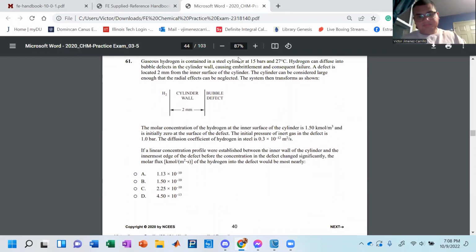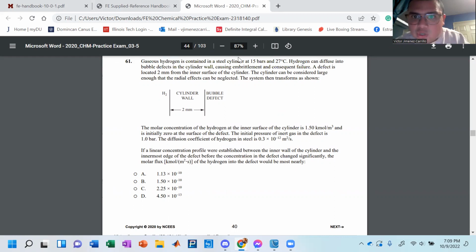Okay, 61. It's a lot of words, but this one's something that you learn in transport phenomena. Gaseous hydrogen is contained in a steel cylinder, 15 bars, 27 degrees C. Hydrogen can diffuse into a bubble defect of a cylinder wall, causing embrittlement and consequent failure. A defect is located 2 millimeters from the inner surface of the cylinder. The cylinder is considered large enough that the radial effects can be neglected, which is good. It makes life easier if we can think about things in rectangles.